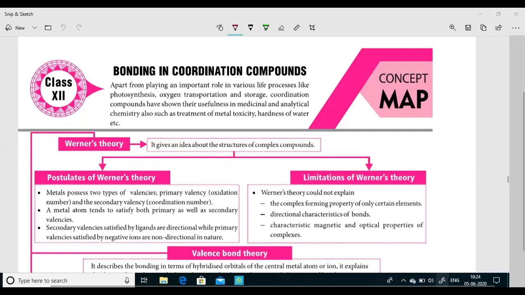First of all, coordination compounds start with a theory called Werner's theory. This theory gives an idea about the structure of complex compounds. It gives an idea of the structure of the complex compounds, right?